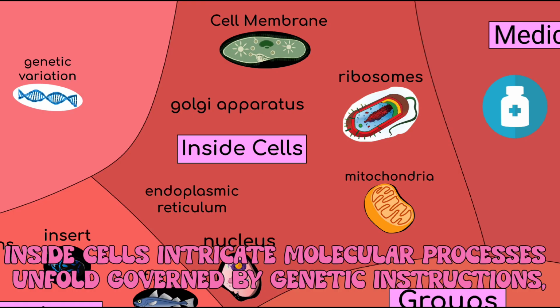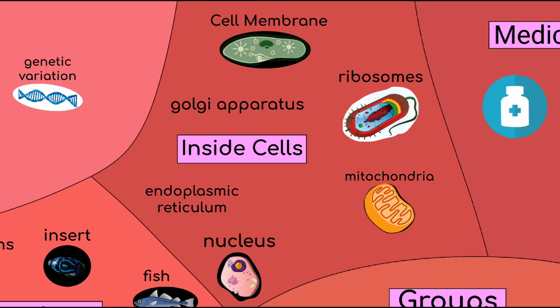Inside cells, intricate molecular processes unfold, governed by genetic instructions. The nucleus holds DNA, the blueprint of life. Organelles like mitochondria generate energy, while the endoplasmic reticulum aids in protein synthesis. Cellular structures, orchestrated by complex interactions, sustain life and enable functions vital for an organism's existence.